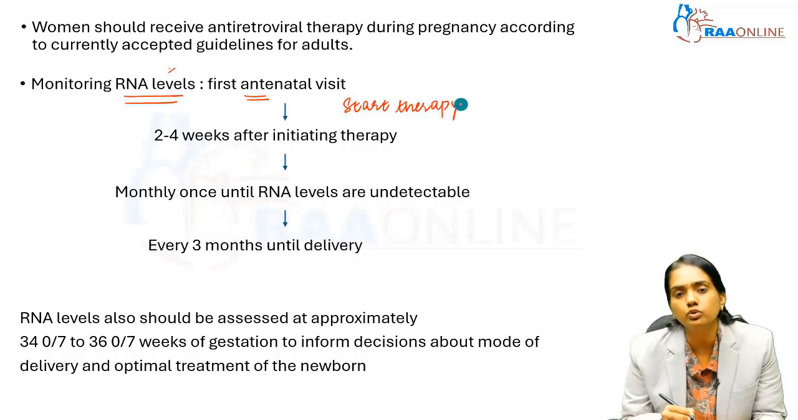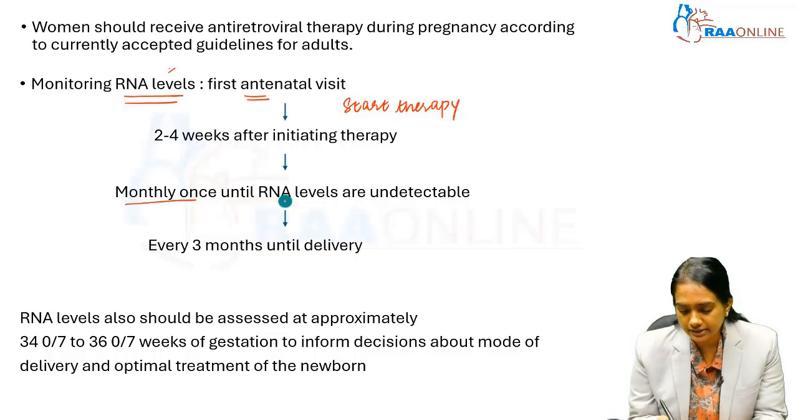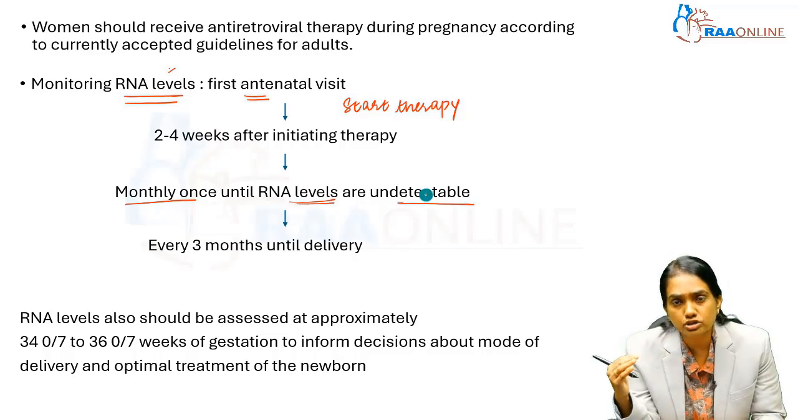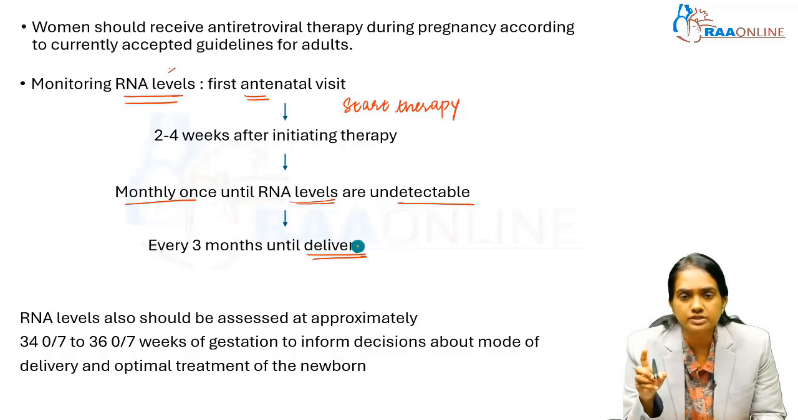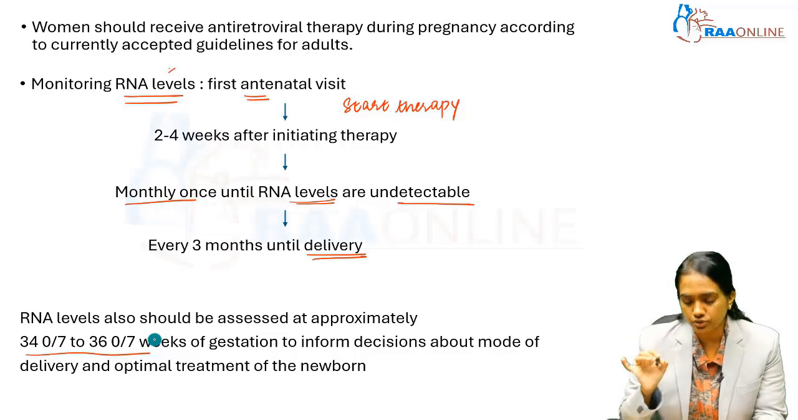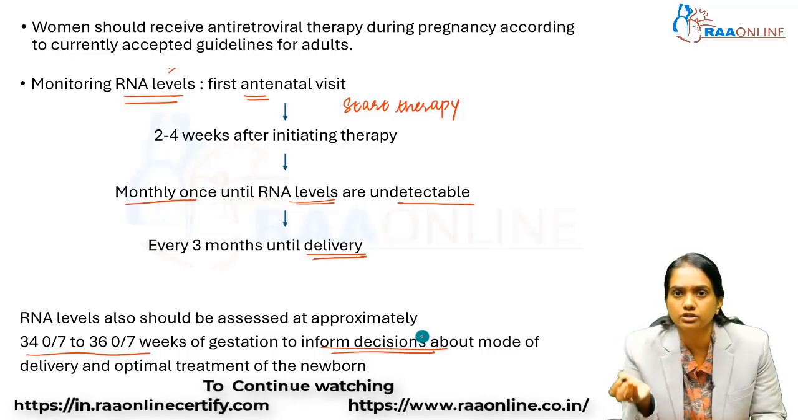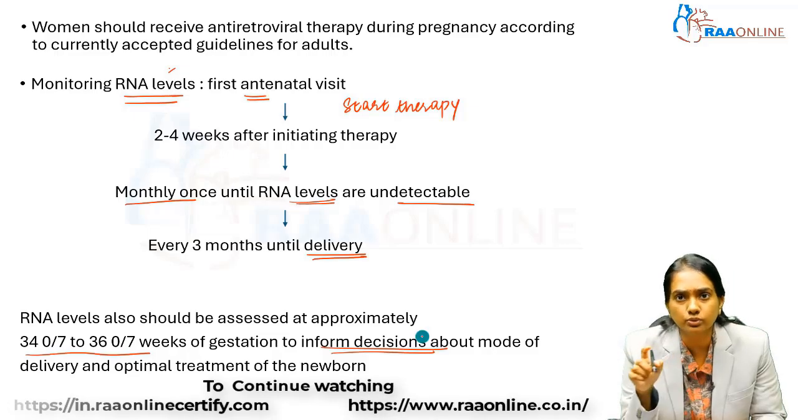You can repeat it 2 to 4 weeks after initiating the therapy. Following that, you will do it once monthly until the RNA levels become undetectable in the blood. Followed by, you can do it every 3 months until delivery. Finally, you have to measure the RNA level around 34 to 37 weeks so that you can decide whether to deliver the baby by a normal vaginal delivery or a cesarean.